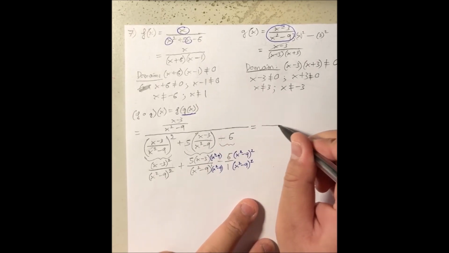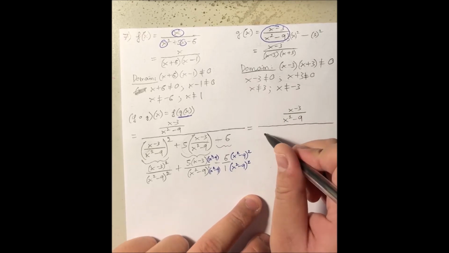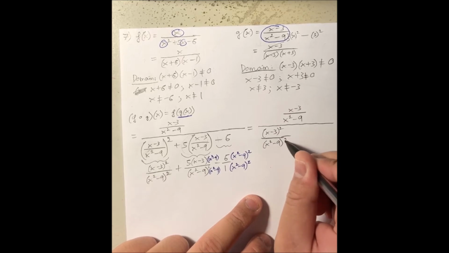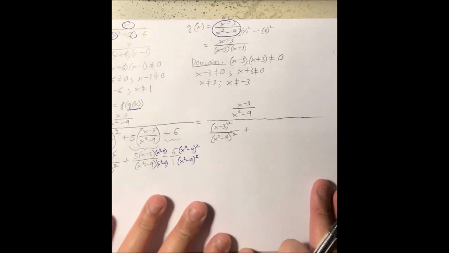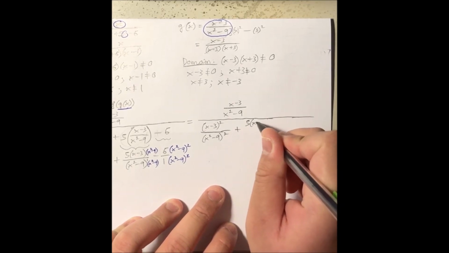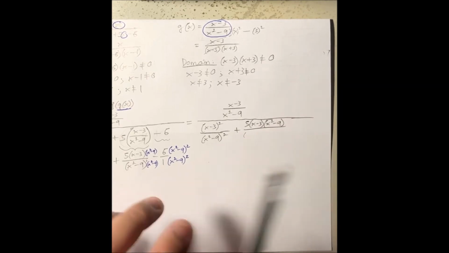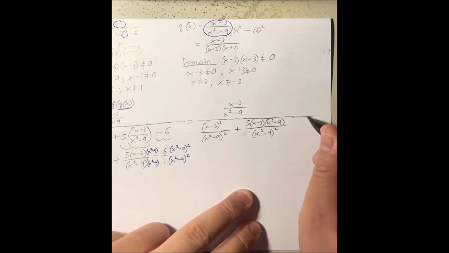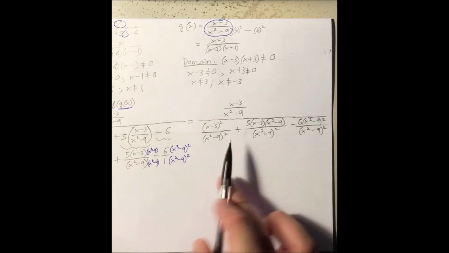So this is going to be equal to, let's see, the numerator stays the same, x minus 3 over x squared minus 9. And then all over, let's see, this is going to be x minus 3 squared over x squared minus 9 squared. And then plus, you can see it there, plus 5 times x minus 3 times x squared minus 9, all over x squared minus 9 squared, and then minus 6 times x squared minus 9 squared all over x squared minus 9 squared. And then group everything together because we have a common denominator.